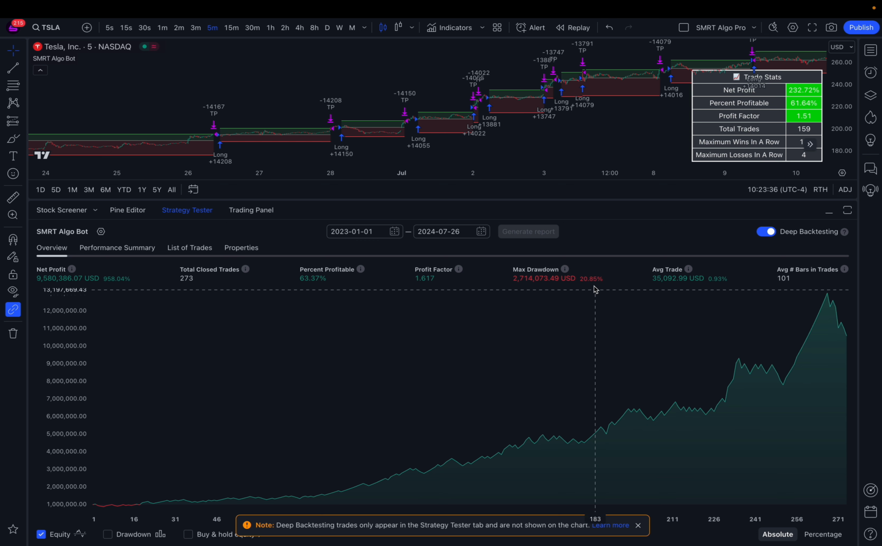It's got a max drawdown of around 20%, which I would expect, because right now is where we are in an area of large drawdown, with the average trade making just under 1%. Overall, this equity curve is looking pretty nice. It's an upward sloping equity curve.